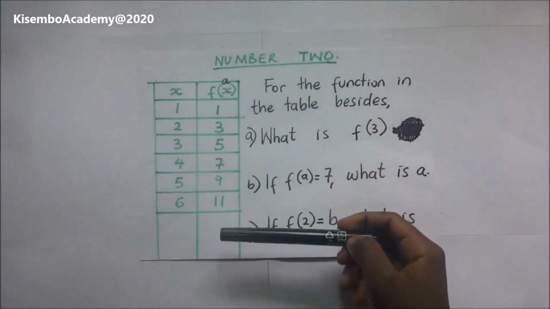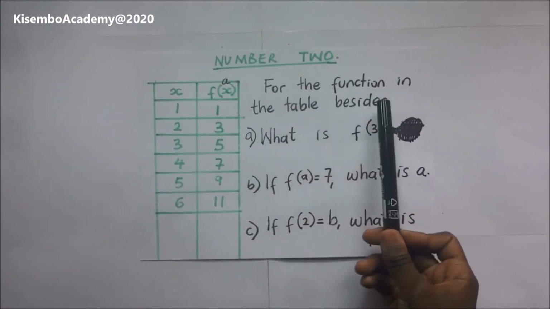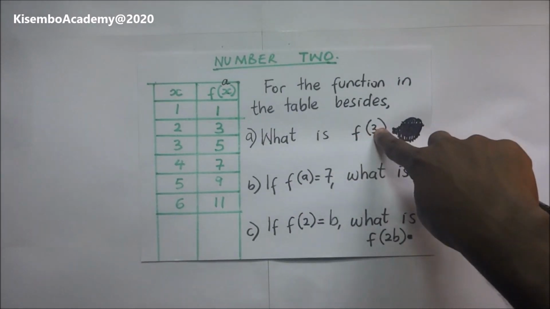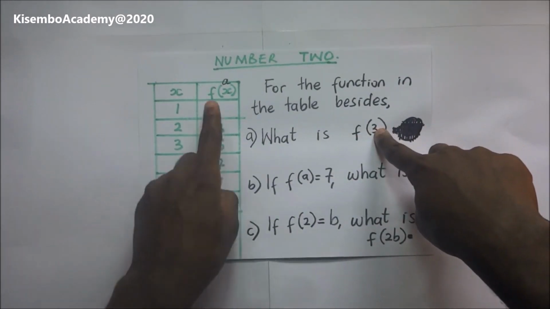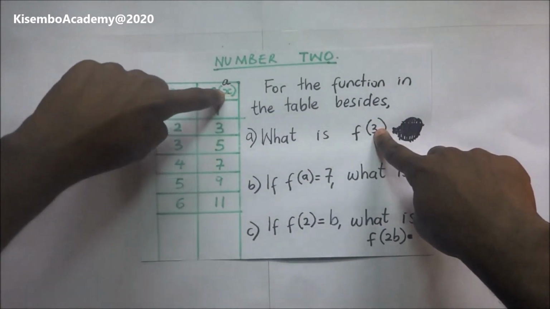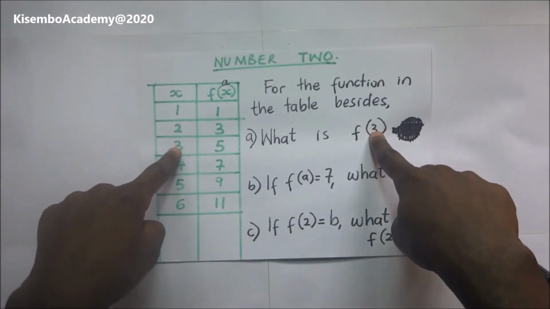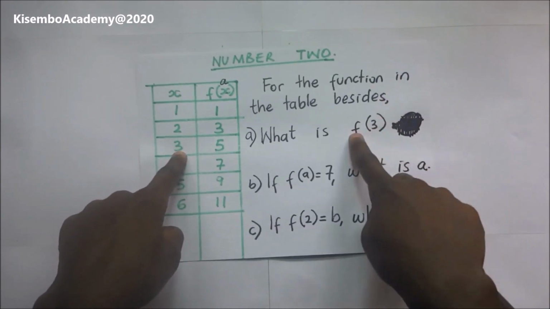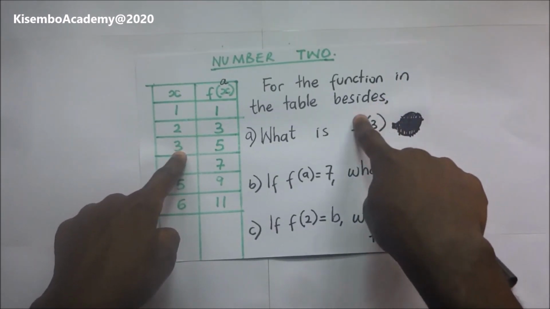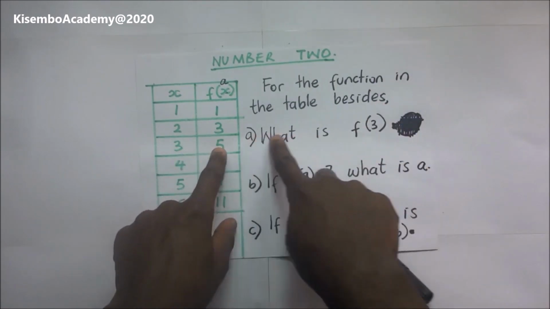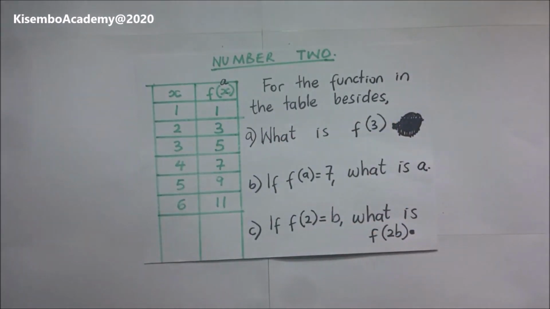Now looking at this, we are being told that for the function in the table beside, what is the function where the value of x is 3? In that bracket, the value of x is 3. So we shall come to the value of x and look for 3. 3 is right there. So it means the value of y, or the value of this function, is 5. So for part A, the answer is 5.